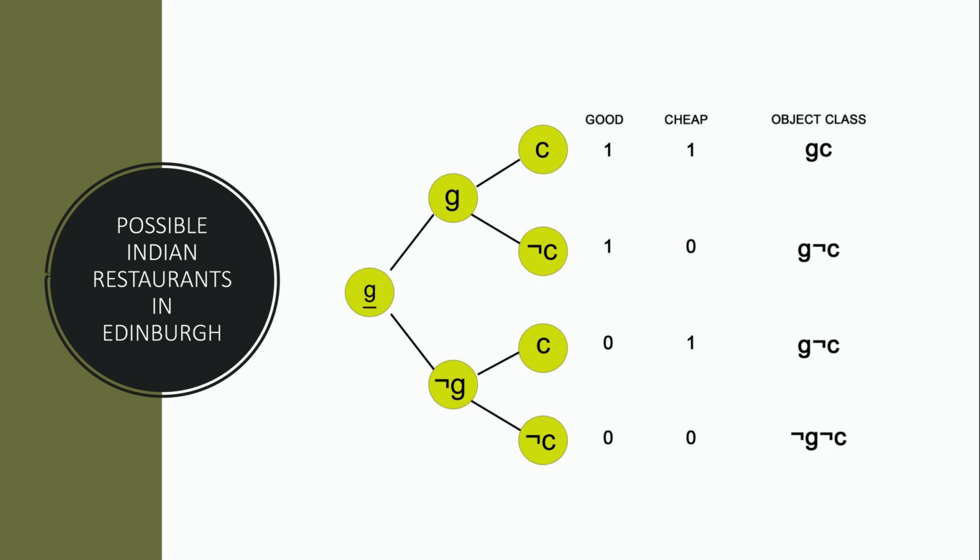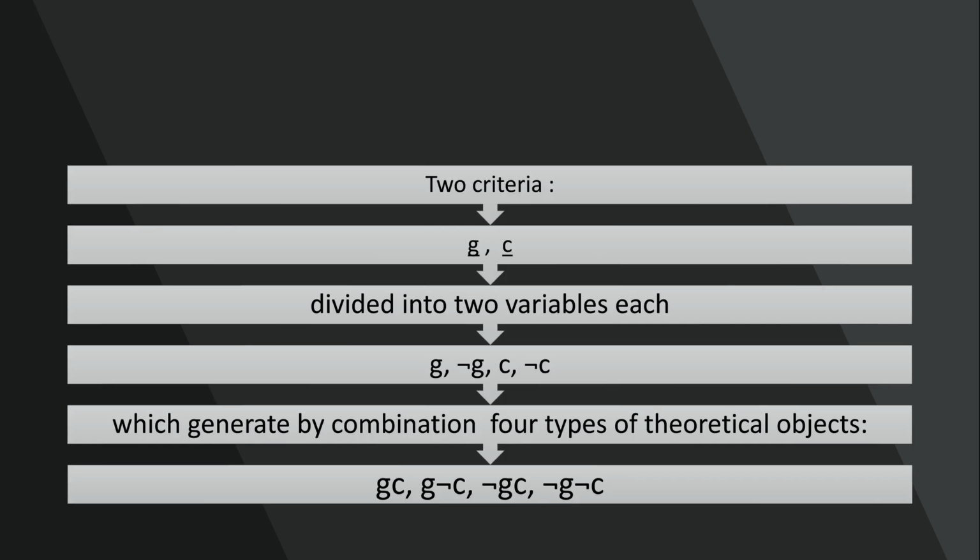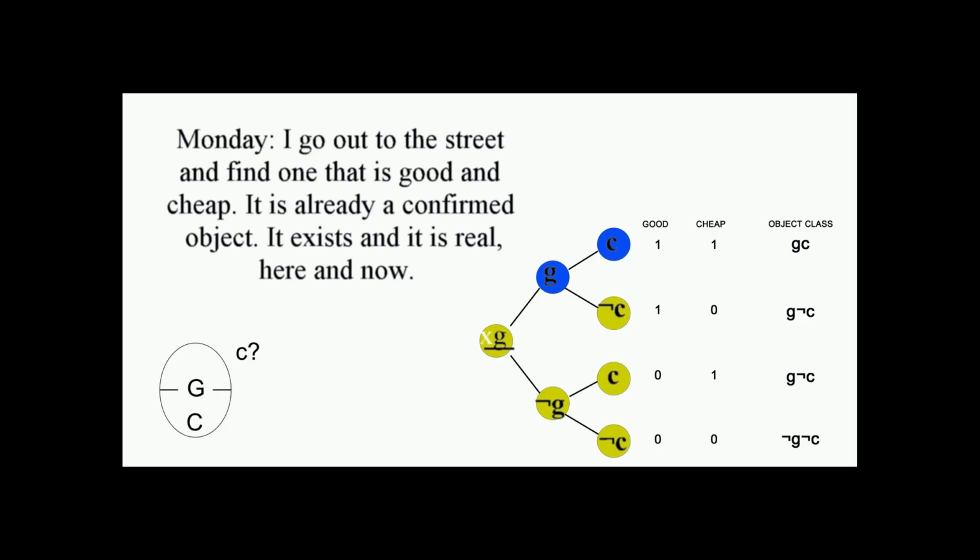Imagine that during my stay in Edinburgh I classify the Indian restaurants using the criteria be good and be cheap. If I limit myself to the dichotomous criteria good, not good, cheap, expensive, there would be 4 possible types of restaurant in my mental space. I'm using 2 criteria, divided into 2 variables which generate by combination 4 types of theoretical objects. Monday. I go out to the street and find one that is good and cheap. It is already a confirmed object. It exists and it is real here and now.